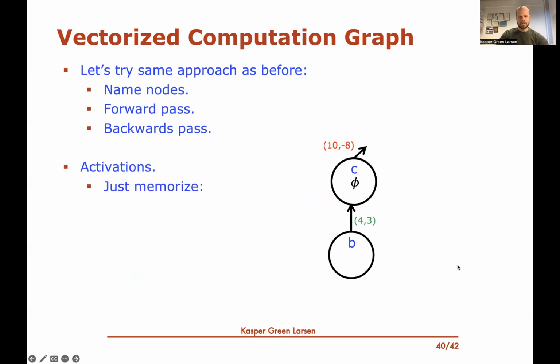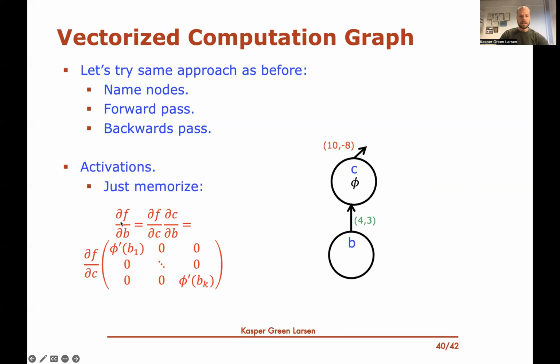The rule to remember here with activation functions is that they are applied entry-wise. And if we want to do the partial derivative of f with respect to b, I take the one I have up here, the partial derivative of f with respect to c. And now for this matrix of derivatives, the partial derivative of c with respect to b, all you have to do is compute the derivative of the activation function and apply it to the b vector on the diagonal. So you apply it to b1 on the first diagonal entry and so on downwards. So that's all you need to remember.